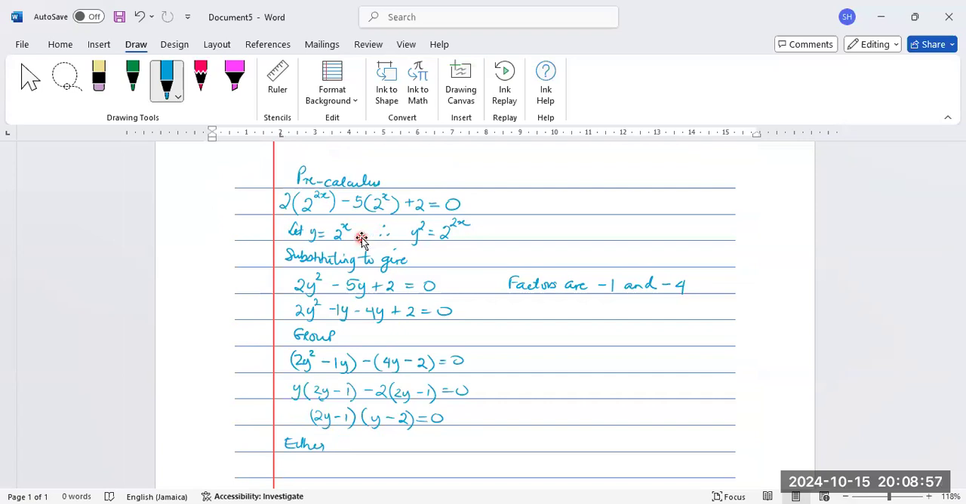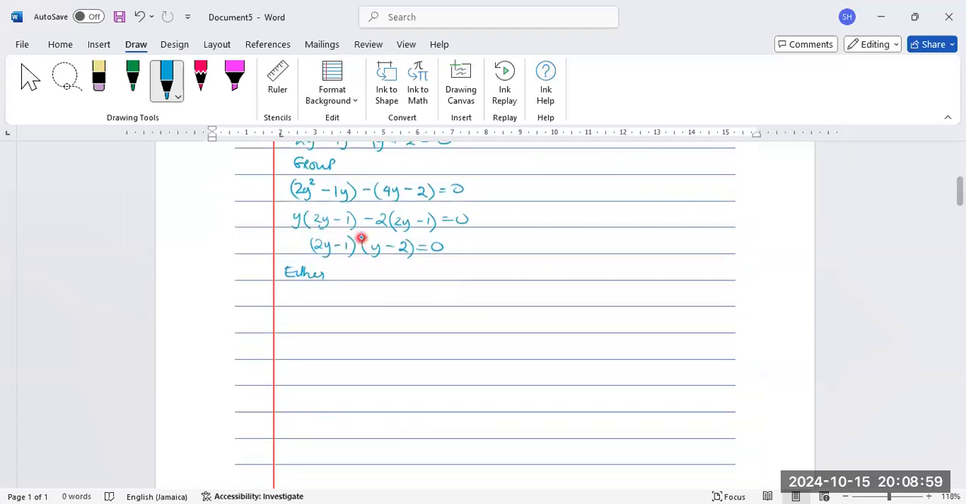So either 2y minus 1 equals 0, and that implies that 2y is going to be equal to 1. Divide both sides by 2. Therefore, y is going to be equal to 1/2. Similarly, I'm going to let y minus 2 equal 0, which implies y equals 2. Am I finished right there?